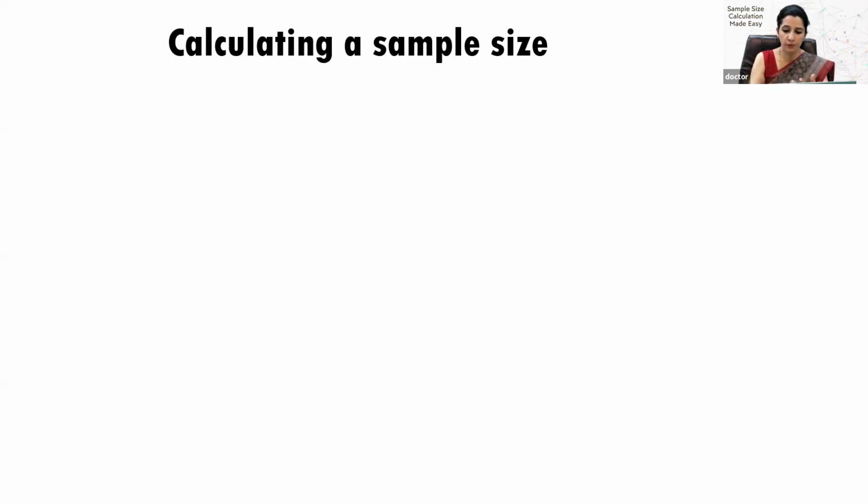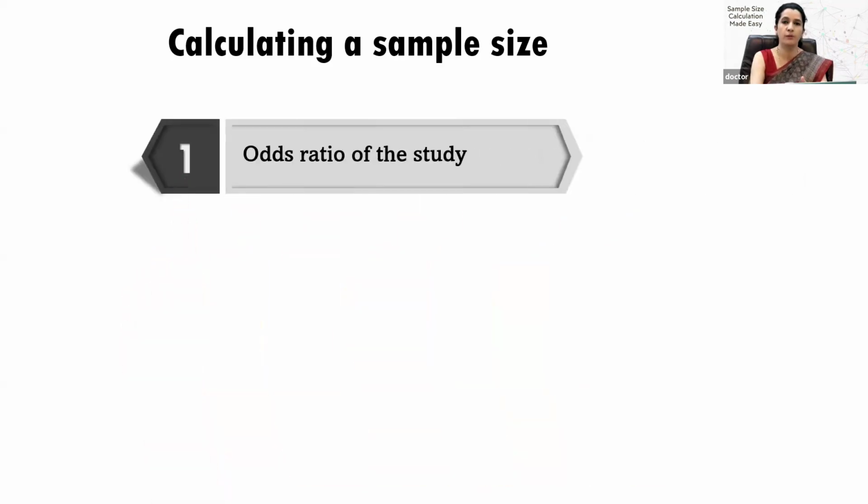So there are a few issues which are important. The odds ratio is a very important input for calculation of a sample size. So how do we define the odds ratio? If the odds ratio is 1 or very near to 1, let's say 1.2 or 1.3 or 1.1, what will you say? Is it a strong association or a weak association?